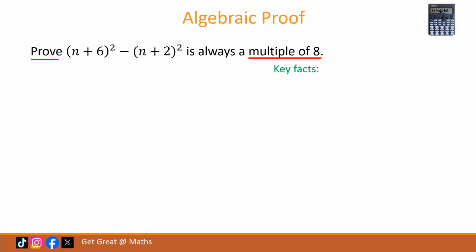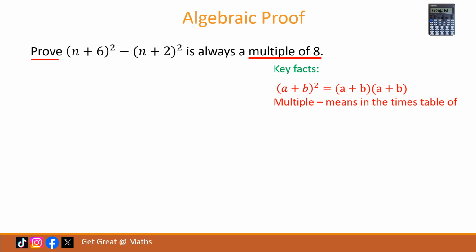Now the key facts that you need to be able to answer this question are that you need to know that a bracket squared means that bracket times by itself. So for example, if I had a plus b all squared, that is going to equal a plus b times by a plus b. We also need to know the word multiple means in the times table of. So our answer must be in the 8 times table, and that's what we are trying to prove. Press pause, have a go at doing the question, and then press play when you're ready to hear the answer.